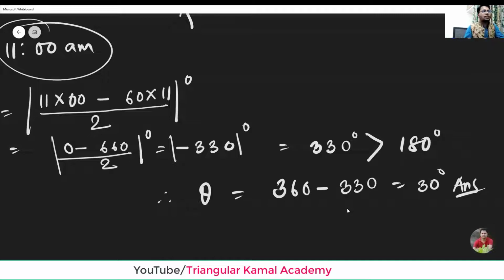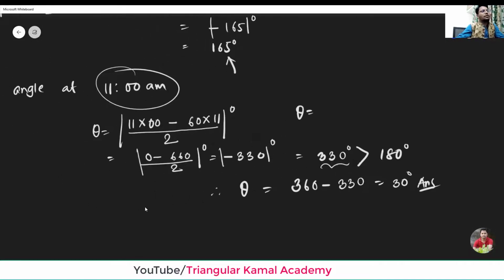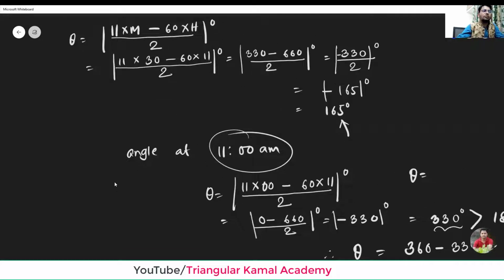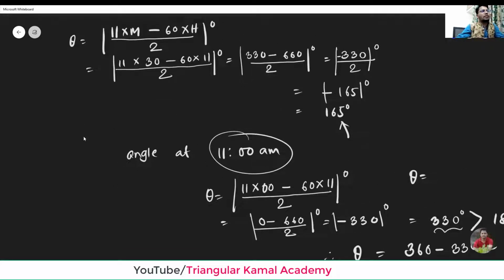So now the condition is: when the angle in this formula is greater than 180 degrees, then the final answer will be 360 degrees minus this angle. So now, dear students, by using this formula, you can easily identify or measure any type of angle within a short time. I think you can also apply this formula in the creative part, no problem.